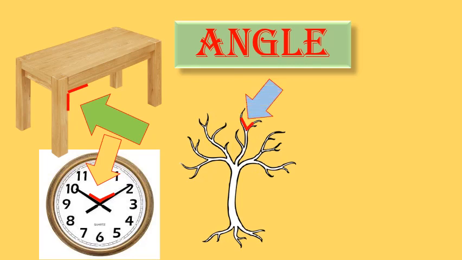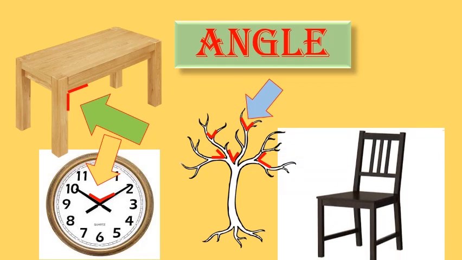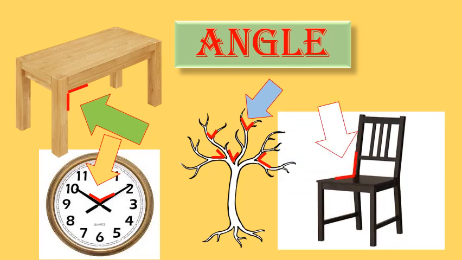This is a tree. The tree has many branches. The red line shows the angle between the branches. Look at the chair. The red line shows the angle at the corner of the chair.